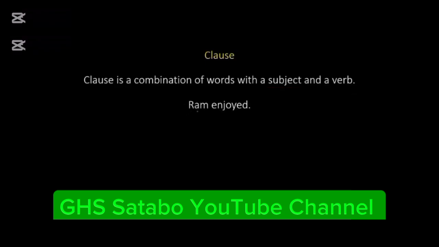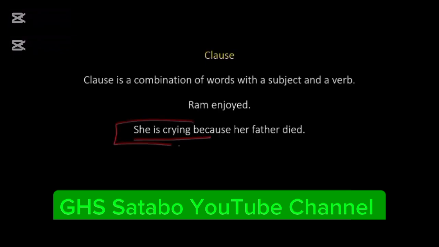An example, Ram enjoyed. It's a very simple sentence or it's a very simple clause. It has a subject and it has a verb. She is crying because her father died. She is crying is one part of the sentence. Her father died is another part of the sentence. So they individually are called as clause. Don't worry about the because in between, because we will have separate discussions of these conjunctions. How can we use these conjunctions to join two simple sentences?